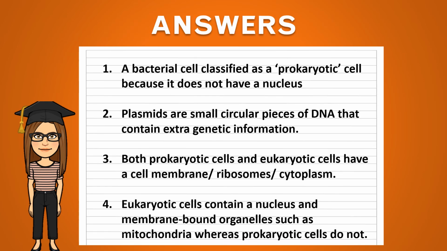So here are the answers. Number 1, a bacterial cell is classified as a prokaryotic cell because it does not have a nucleus. Instead, the DNA is just floating inside the cytoplasm. Number 2, plasmids are the small circular pieces of DNA that contain extra genetic information. Number 3, both prokaryotic cells and eukaryotic cells have a cell membrane, ribosomes and cytoplasm.